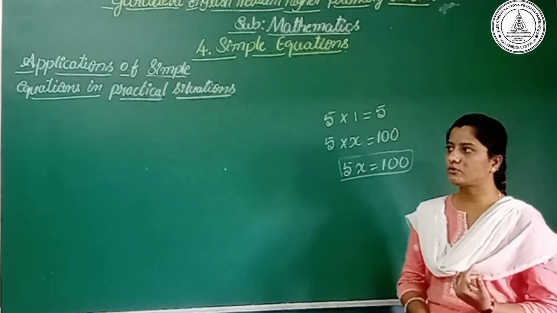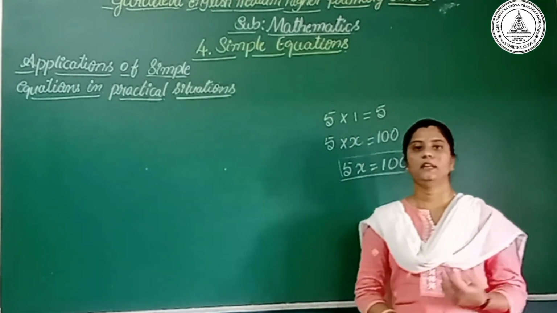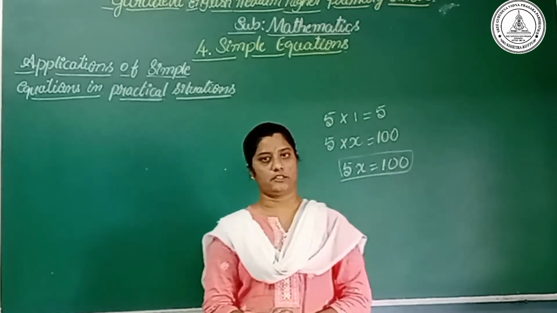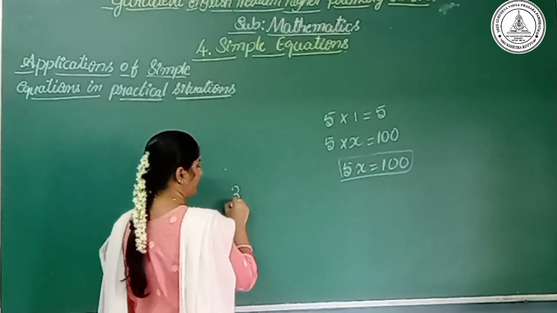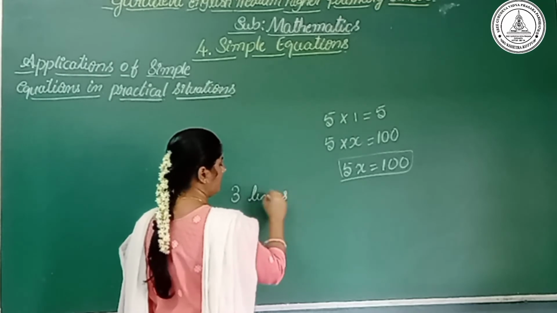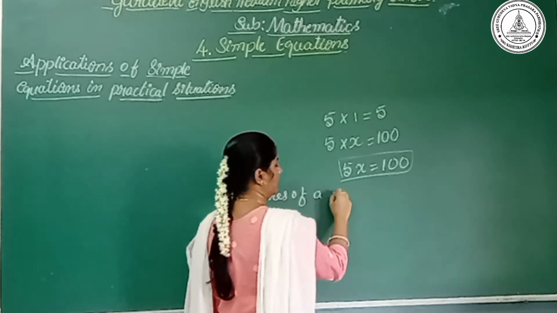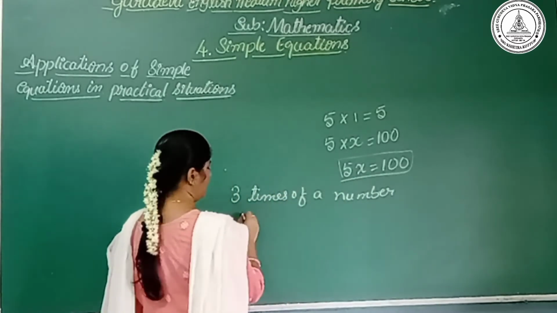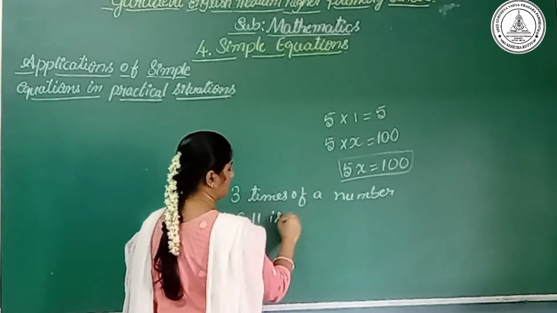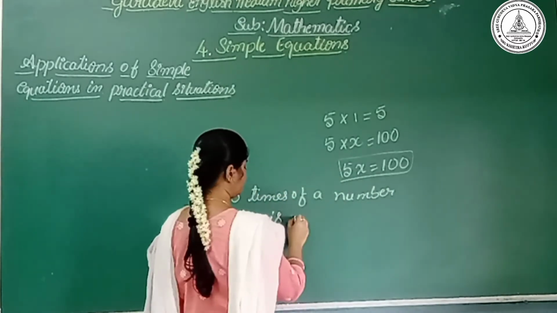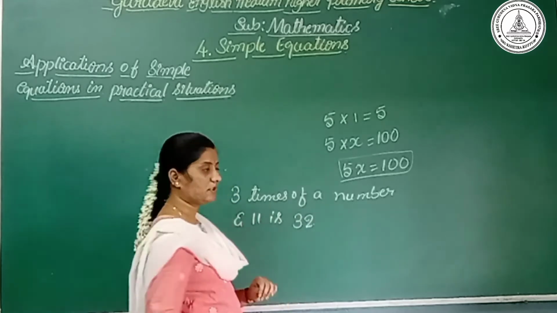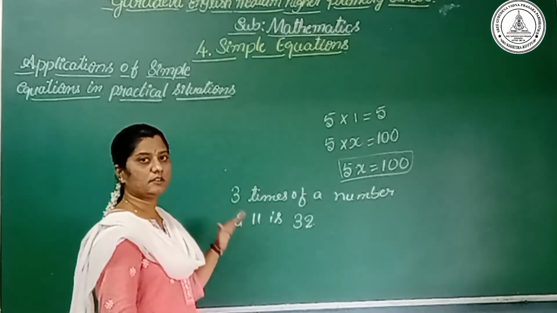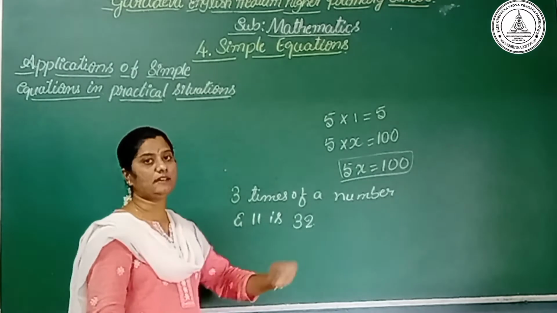And we have also solved one example, that is, 3 times a number and 11 is equal to 32. So it is a given statement, and we are setting up this statement into an equation.